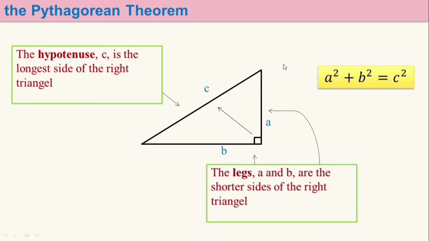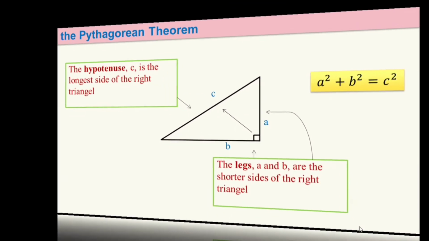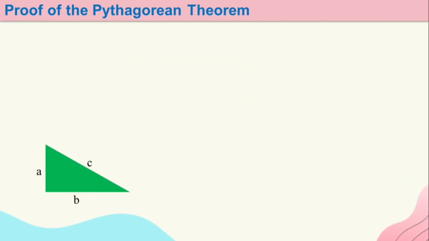Okay, so basically this equation says that if you take side A and you square it, you take side B and you square it, and you add those two squared sides together, that will equal side C squared. So let's test it out. Let's draw a rectangle like this one and label the sides A, B, and C.